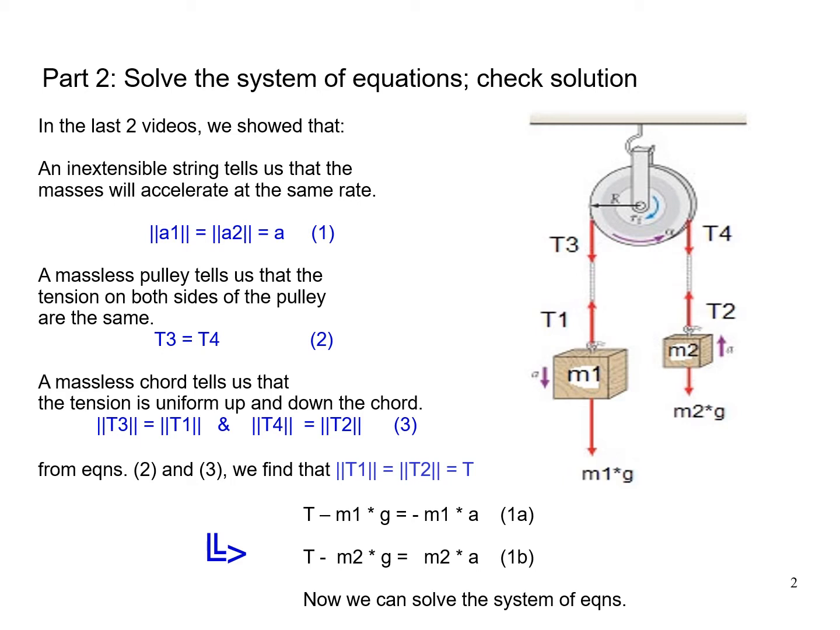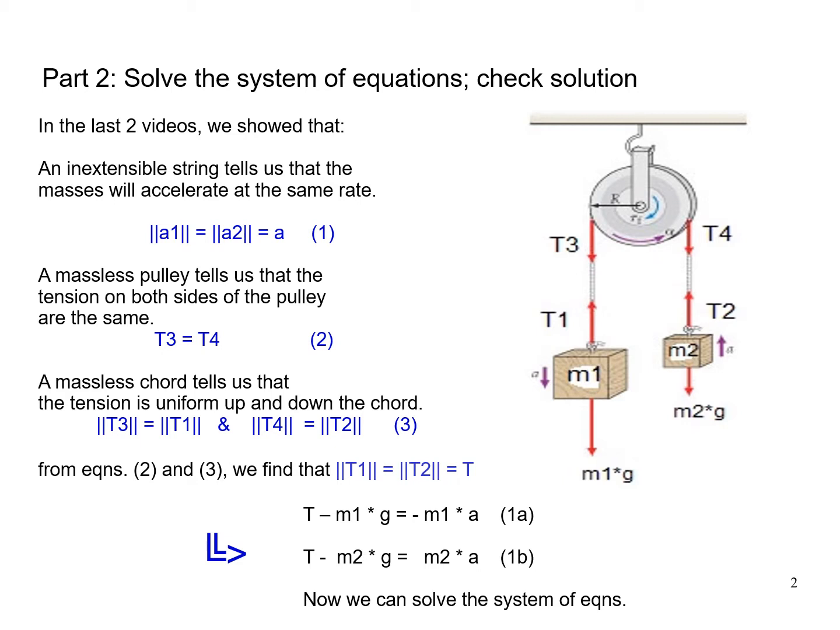3. The implication of a massless string is that the magnitude of the tension T1 equals the magnitude of tension T3, and on the other side of the pulley, the magnitude of tension T2 equals the magnitude of tension T4. The argument here is that since the string is massless, the self-weight of the string does not contribute to the tension of the string. In real systems, there is self-weight, and these tensions are not the same.